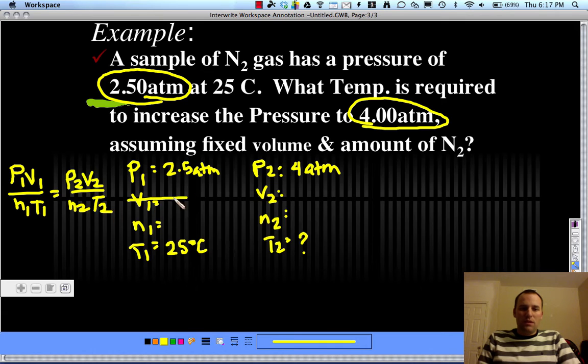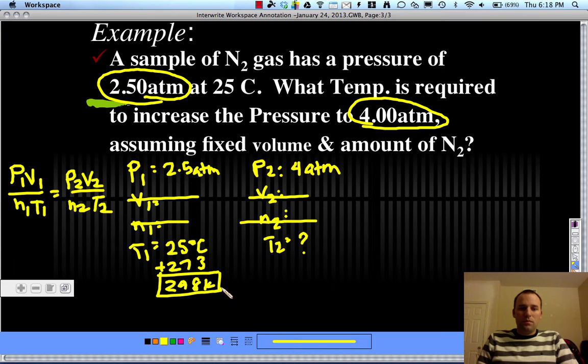Assuming fixed volume and amount of nitrogen. So when you have something that's fixed, you get to cross it out completely. As usual, you need to check that your units are atmospheres, liters, moles, Kelvin. So we need to add 273 to this measurement right here to make it 298 Kelvin. And then you just plug and chug into your formula.